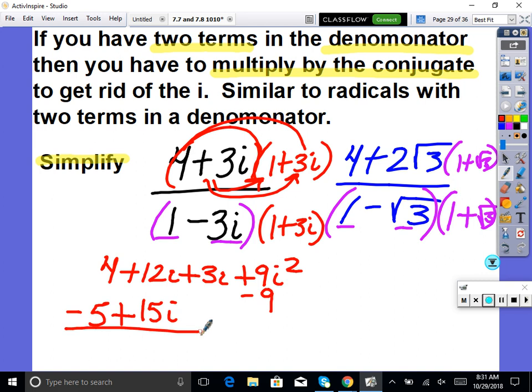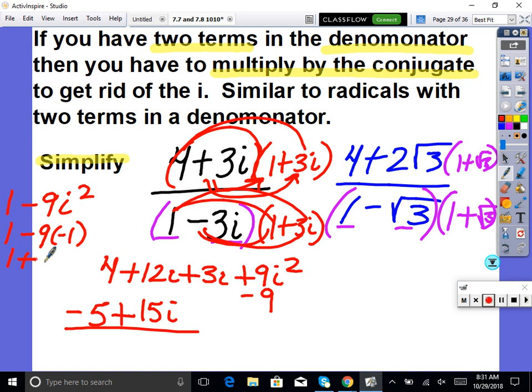And then on bottom, let's multiply this out on the side. 1 times 1 is 1. We have a plus 3i minus 3i. Middle terms cancel out with conjugates, so I'm not going to bother writing it out. And then we have minus 9i squared. So that's 1 minus 9 times negative 1. So that's 1 plus 9, which is 10.